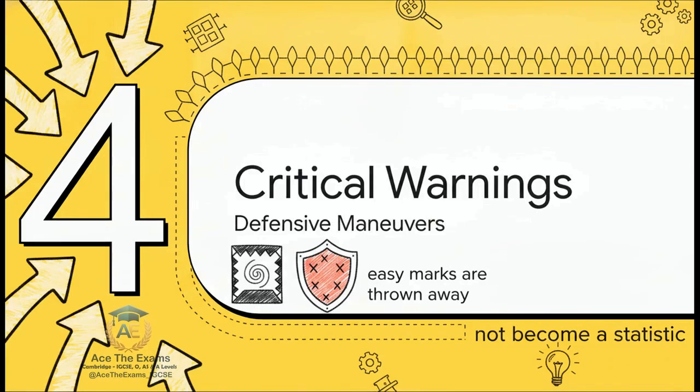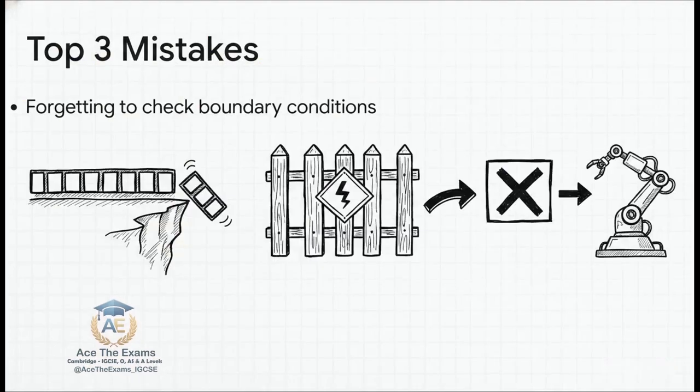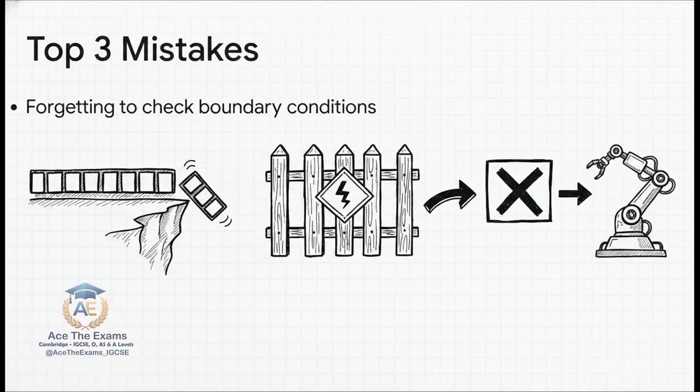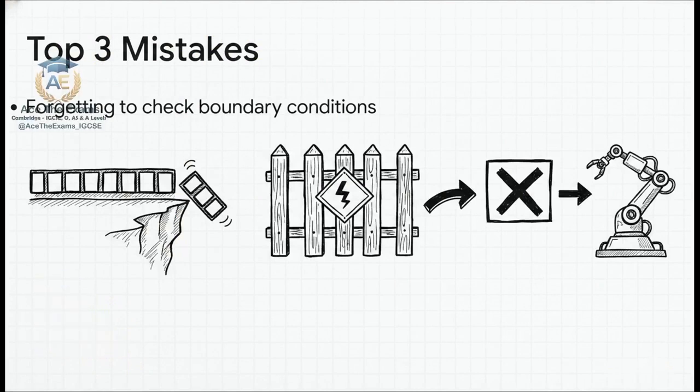Section 4. Critical examiner warnings. Defensive maneuvers. We are in the final rounds of the match, so let's pivot to defensive maneuvers. According to principal examiner reports, here is exactly where students throw away easy marks. I'm going to rapid-fire the top 3 mistakes so you can mentally checklist them right now. Number 1, forgetting to check overflow and edge cases. If you logically shift left and a 1 falls off the end of your 8-bit register, what happens? The carry flag is set to 1. If you don't state that, you lose the mark.